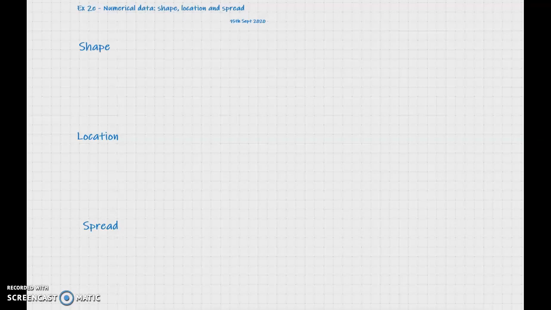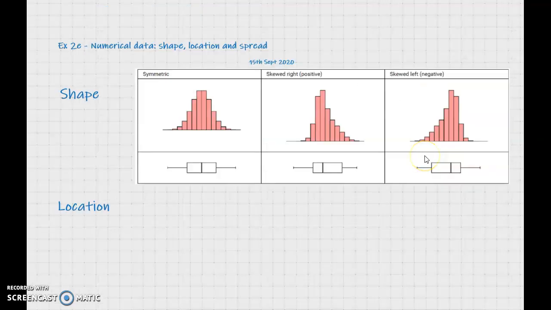We're up to exercise 2E and we're just going to be talking about how graphs look in terms of the shape, the location and the spread. Okay, so shape. There's three basic versions.